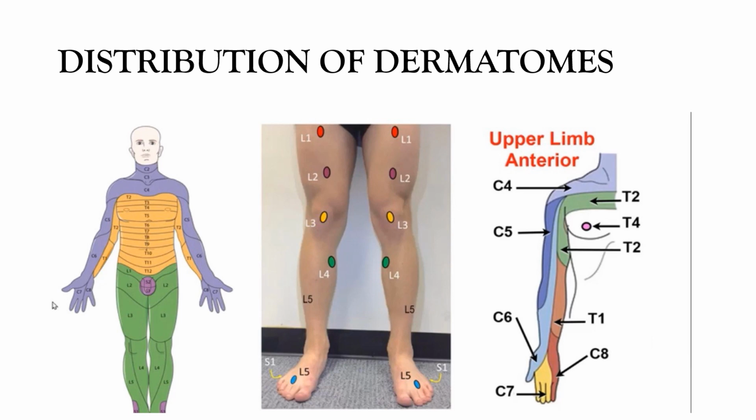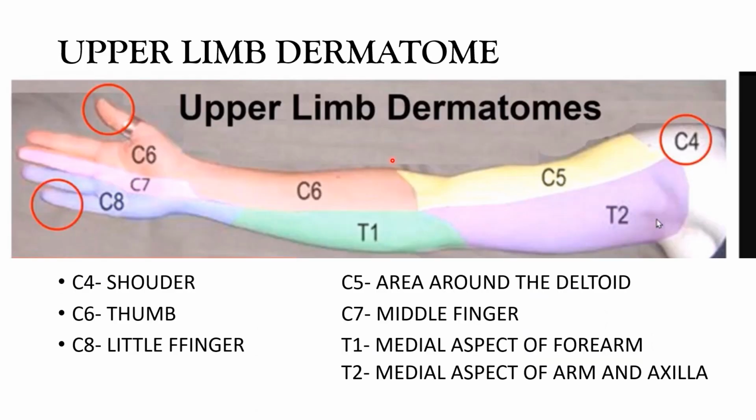So this is the distribution of the dermatome. We'll look at the upper limb, the lower limb, and then the trunk. For the upper limb, I want you to remember three even numbers: 4, 6, and 8. C4 is for the shoulder, C6 is for the thumb, and C8 is for the little finger. C5 is the area around the deltoid, C7 is the middle finger, T1 is the medial aspect of the forearm, and T2 is the medial aspect of the arm, extending to the axilla.